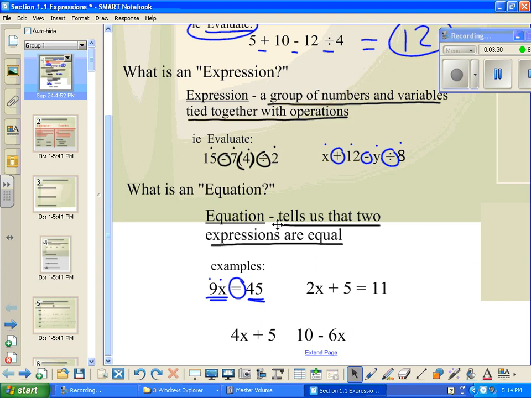Same thing here. For just a second, I'm going to cross out the equals 11. Just almost pretend like it's not there.